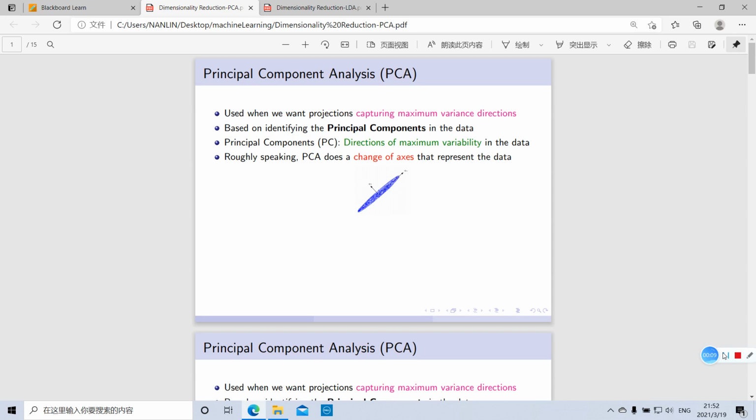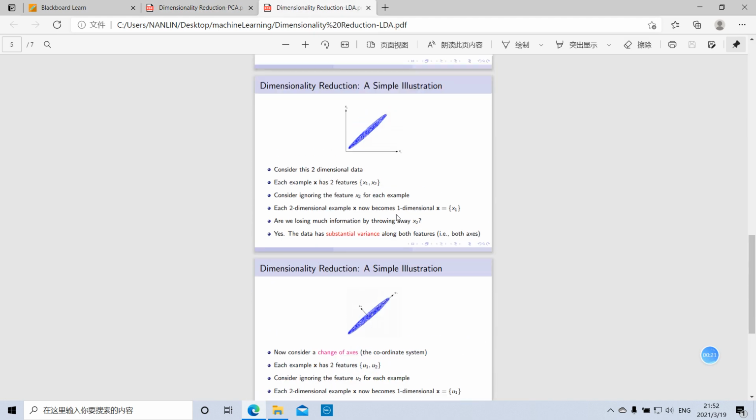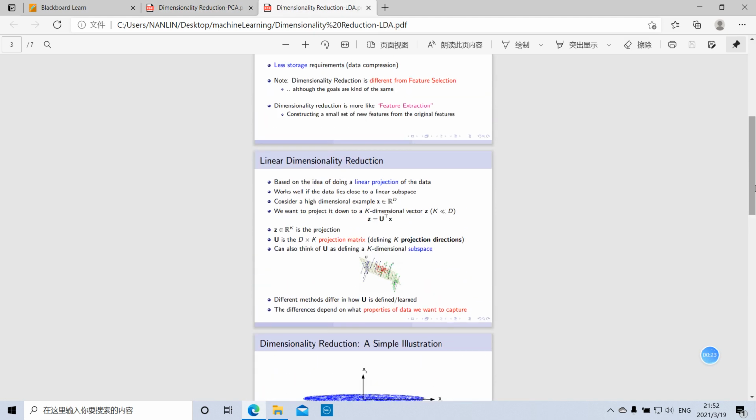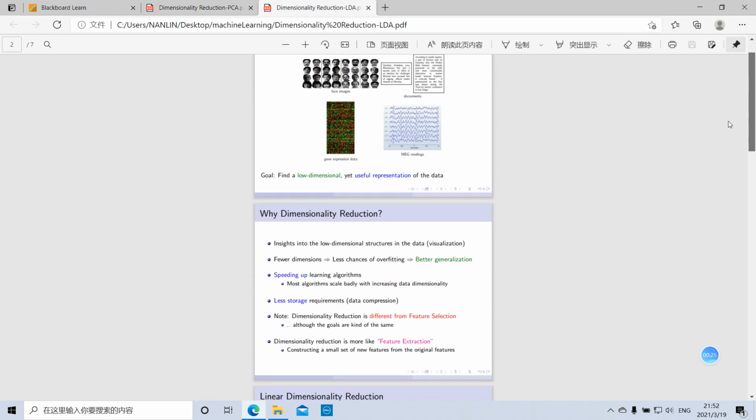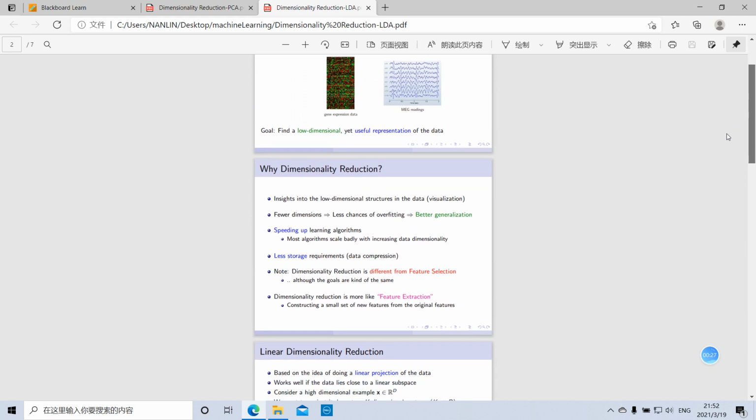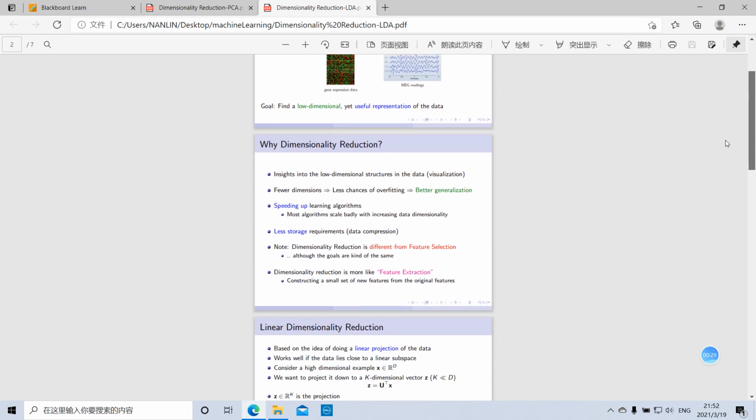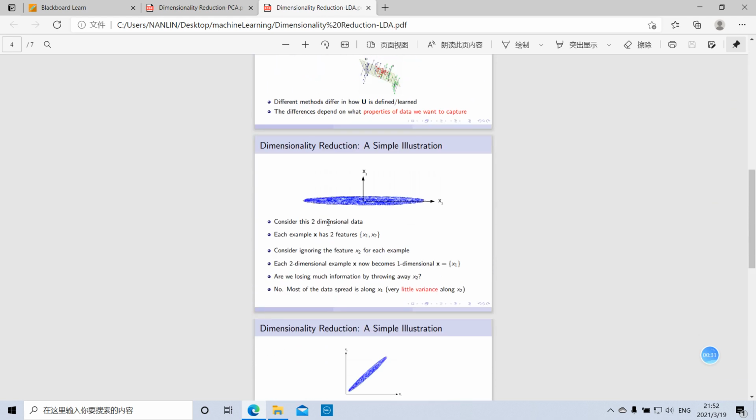Today's video is about Principal Component Analysis, or PCA. In another video, I recorded about LDA. Just to briefly recap, the previous video gave us some idea why we need dimension reduction, and we have seen some samples.